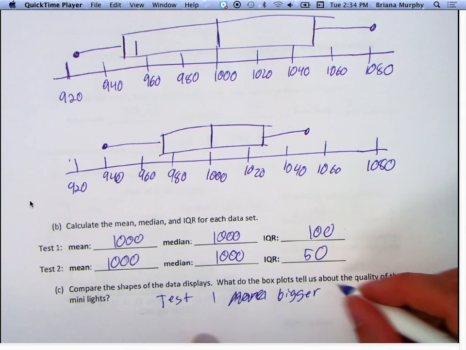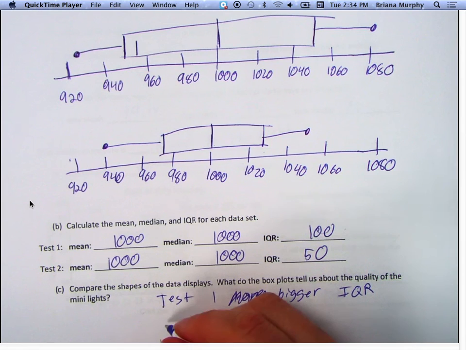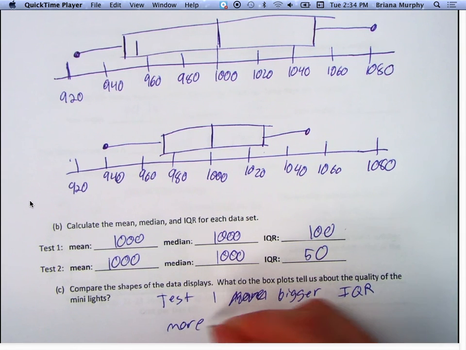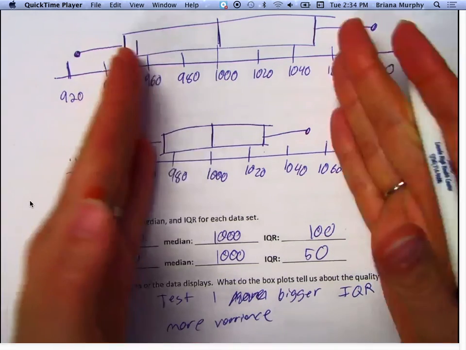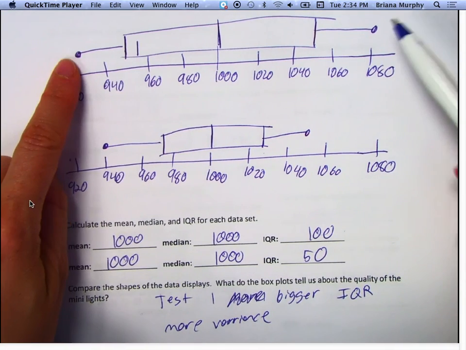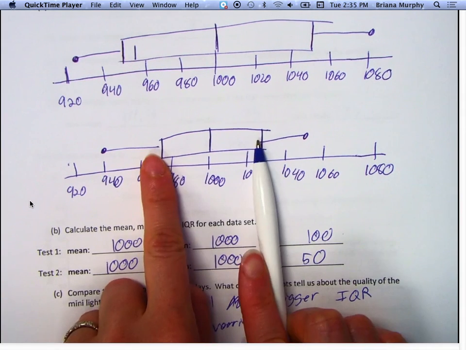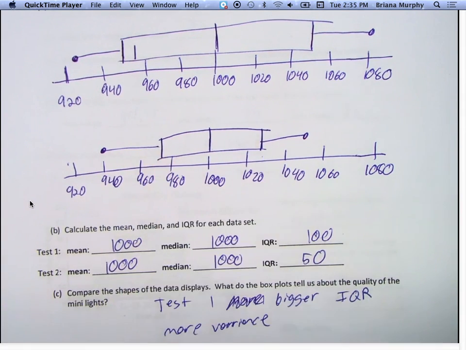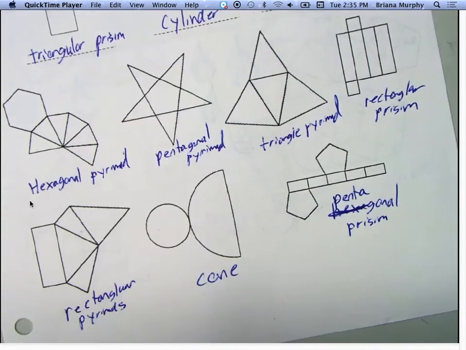Test 1 has a bigger IQR, so I would say in test 1 there's more variance. There's more possibility. It could last as little as this, as big as this. There's a greater amount, where in this one most of them are in a smaller area. Test 2 is better.